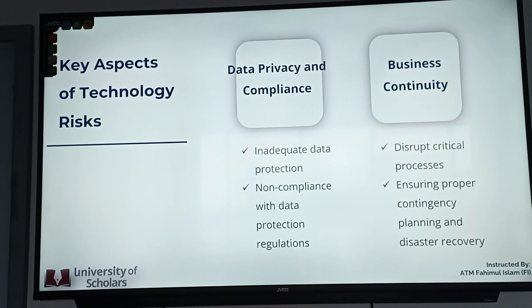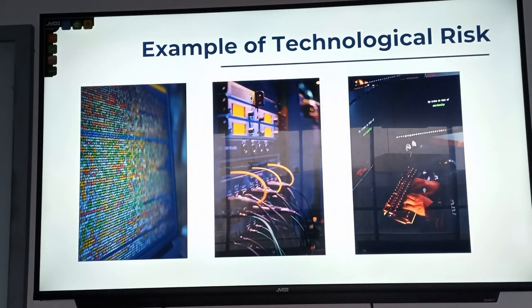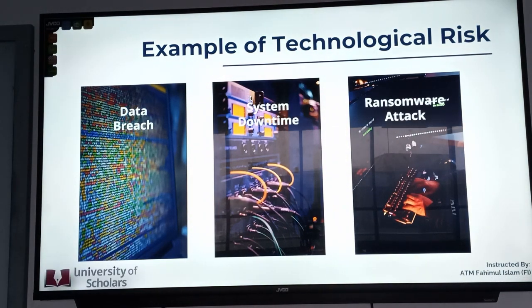Technology can also disrupt critical processes, affecting business continuity. Ensuring proper contingency planning and disaster recovery measures is crucial to minimize the impact of such disruptions. We can discuss 3 examples of technological risk, starting with the data breach, then moving on to system downtime, and we will discuss some ransomware attack scenarios where you can easily understand what technological risk is and how it affects our companies.